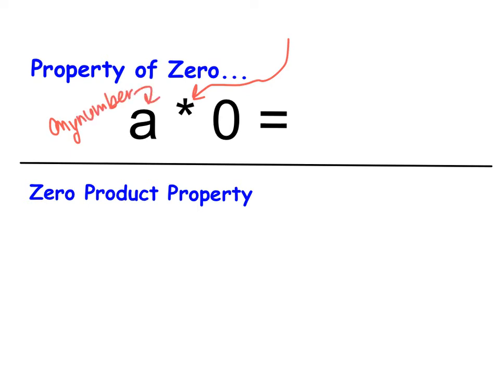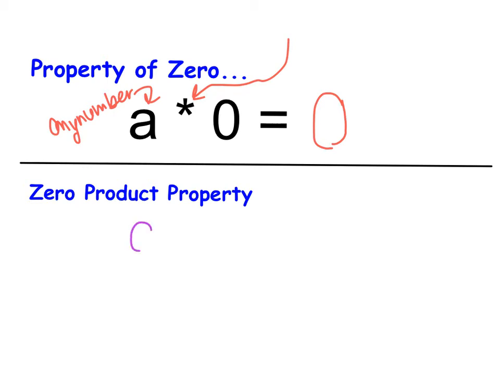So here we have a times 0. And what you should know about 0 is that 0 times any number will produce 0. You should know this about 0, that anything times 0 is 0. So what we can do is we can use this in reverse using the zero product property.